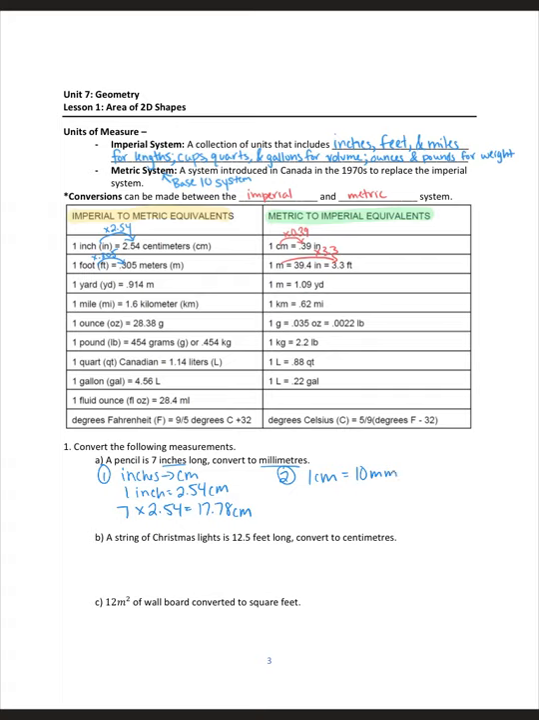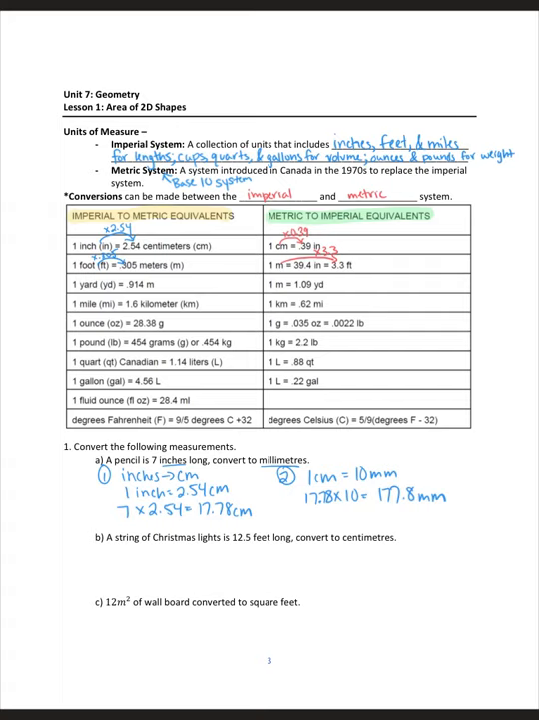So we just repeat that process. We're going to take the number of centimeters we have and we'll multiply it by 10, and that equals 177.8 millimeters. Okay, let's take a look at another one.